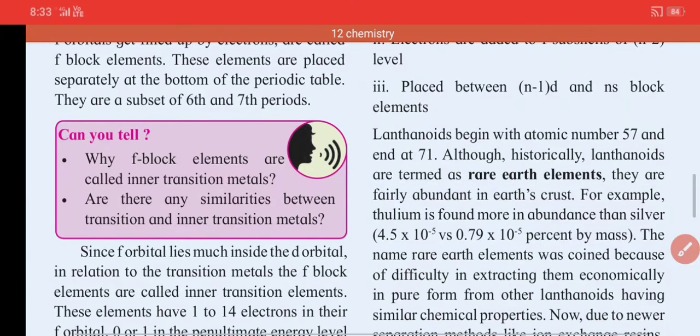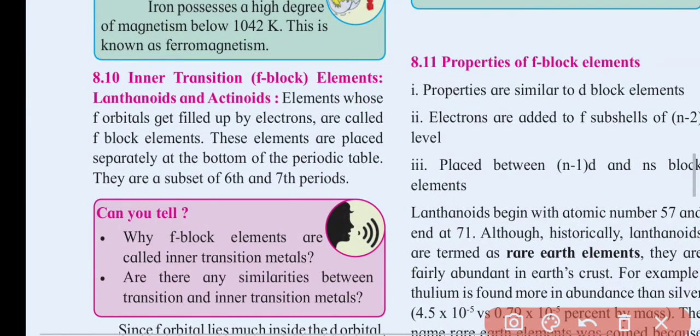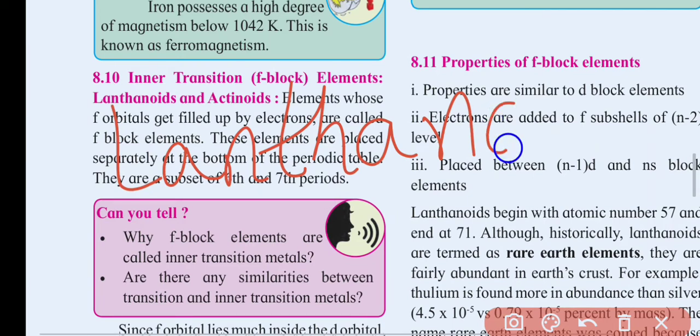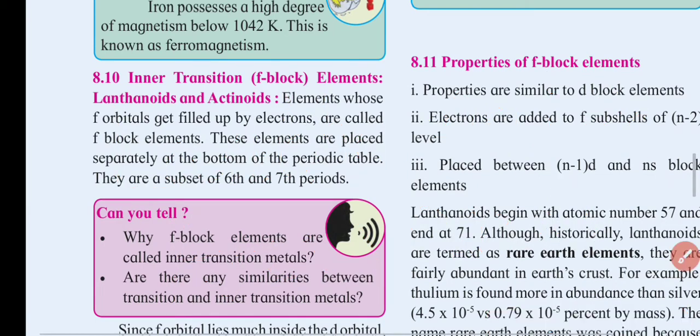There are two F series, namely 4f and 5f series, called lanthanoids and actinoids. Remember this. The first series is lanthanoids and the second series is actinoids. They show intermediate properties as compared to electropositive S block elements and electronegative P block elements. Hence they are called first inner transition elements.